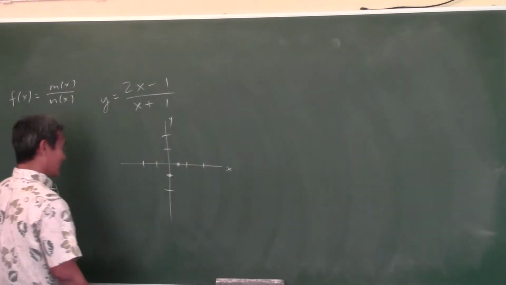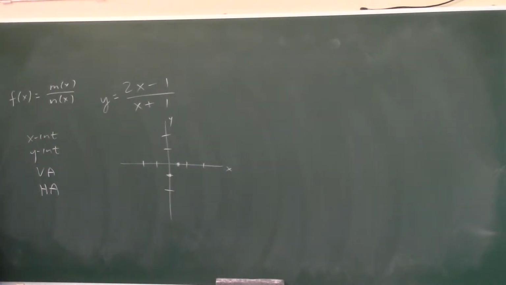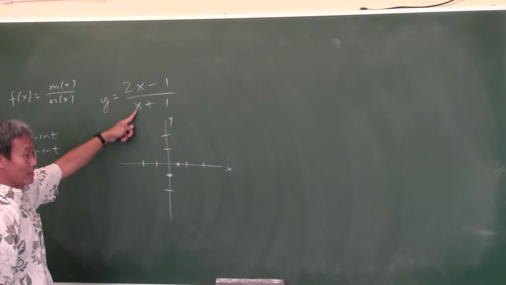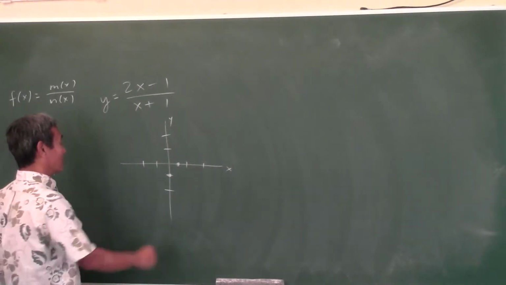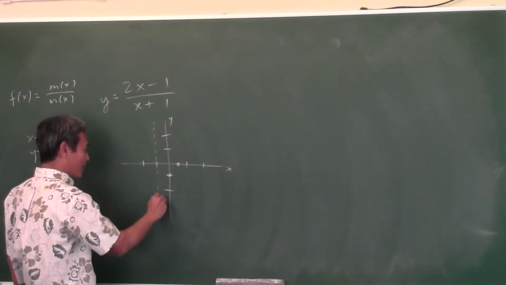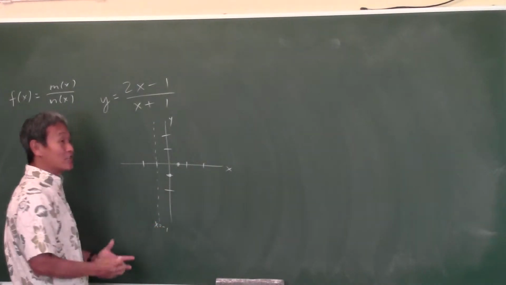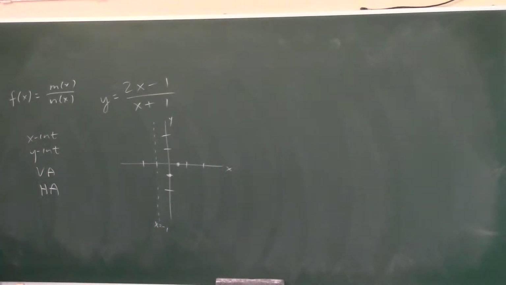-1. Vertical asymptote. Where do I look for the vertical asymptote? The denominator. What makes the denominator 0? Okay, so what is the vertical asymptote? x equals negative 1. If you just say -1, it doesn't make any sense. Somebody tell me, how do you graph -1? Yeah, that's right, it doesn't make sense. x equals -1. It's a line. You have to give the equation of a line.